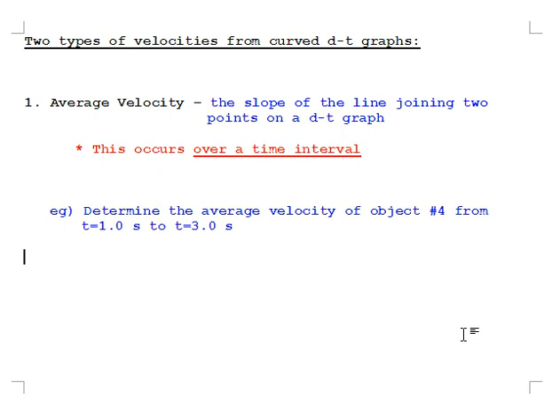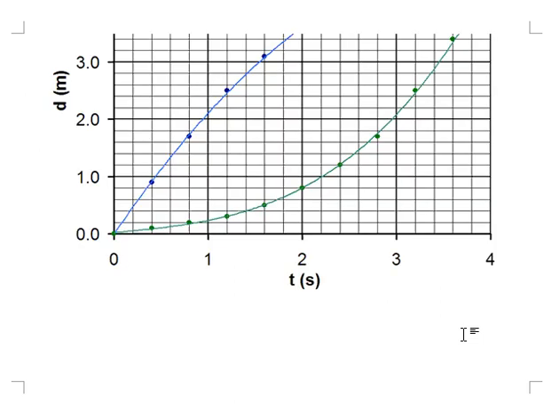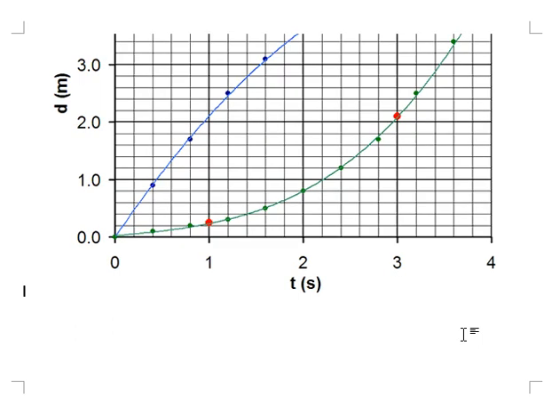So let's try finding the average velocity of object 4. That's the line that's curving upwards on worksheet number 1. Let's figure out the average velocity between 1 and 3 seconds. So if you go back to your curved line on worksheet 1, we want to draw a line between 1 second and 3 seconds. So on your line, put a couple dots, one of them at 1 second, one of them at 3 seconds. Grab yourself a ruler.